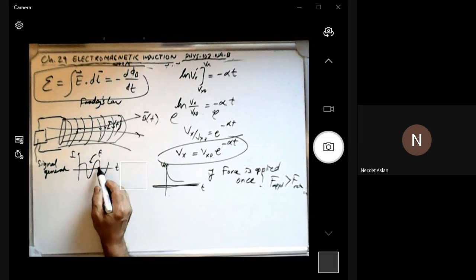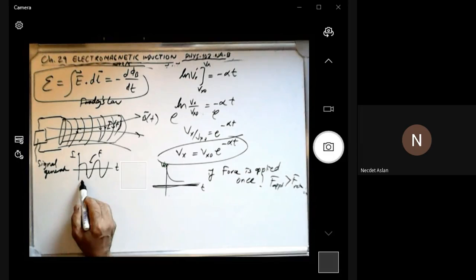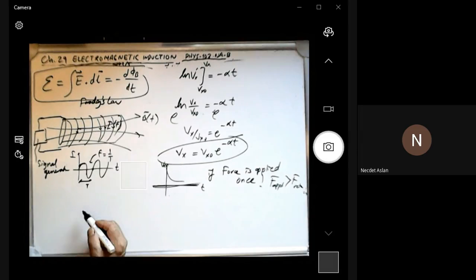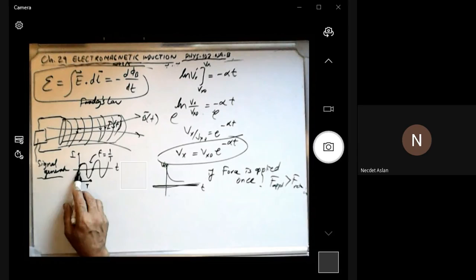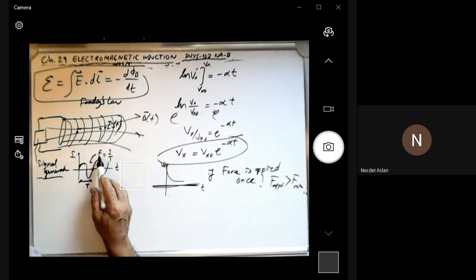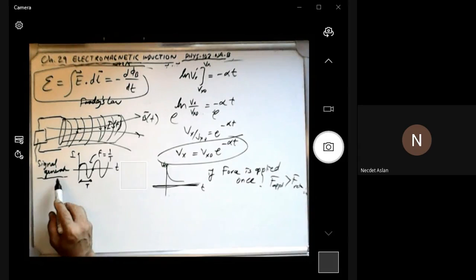But how can we measure this frequency? As you see, this is one period, T. The frequency is 1 over T, 1 over the period. So we can look at the screen of the signal generator, find this T, which is the period, and by taking the inverse of that, we can get the frequency. Actually, in signal generators, you can adjust the signal at any frequency. The frequency is already given on the display of the signal generator.